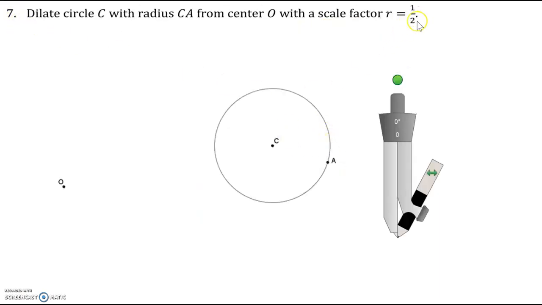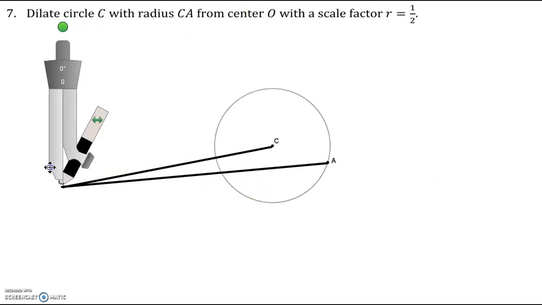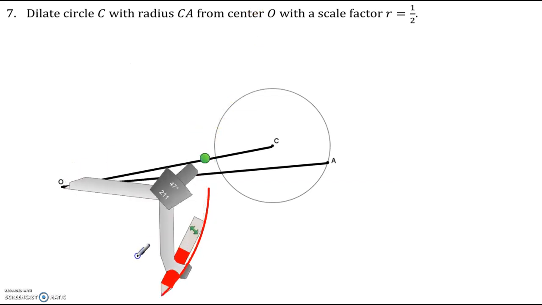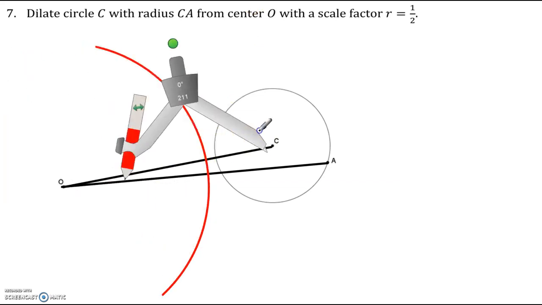Number 7, we're going to dilate the circle again with a scale factor of 1/2. So just like the previous ones, we're going to connect from point O, which is my center of dilation, and since it's half, I'm getting closer to point O, so I don't need to go beyond the points. And we're going to do a perpendicular bisector for both. So we're going to take our compass, put it on point O, and go more than halfway between O and C. And we're going to make ourselves a perpendicular bisector from O and C.